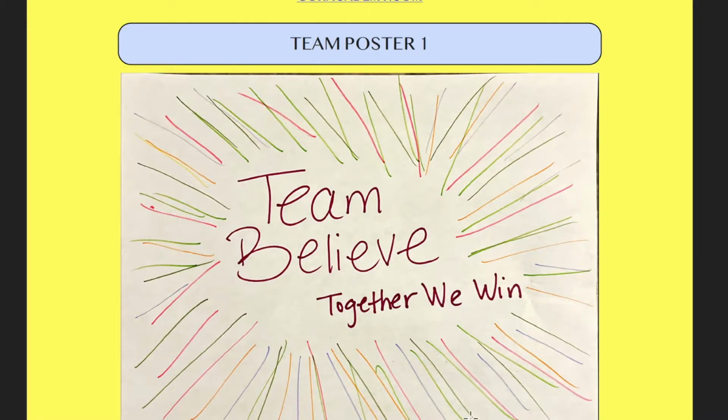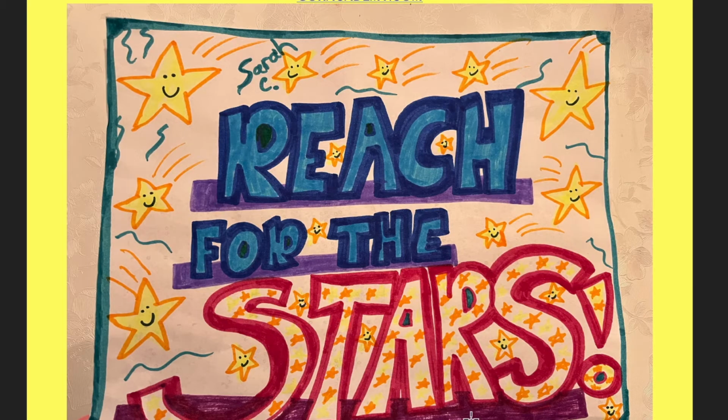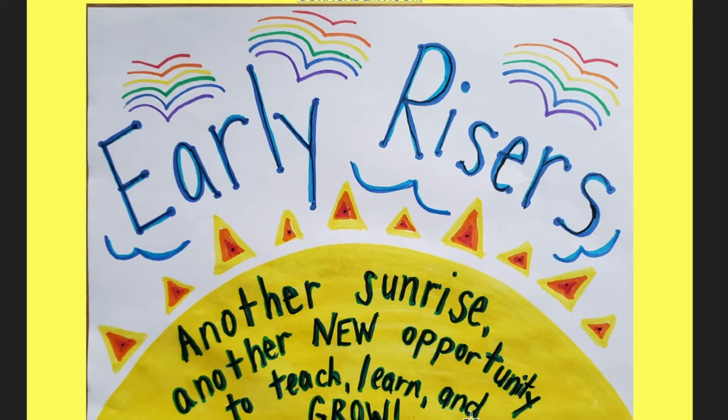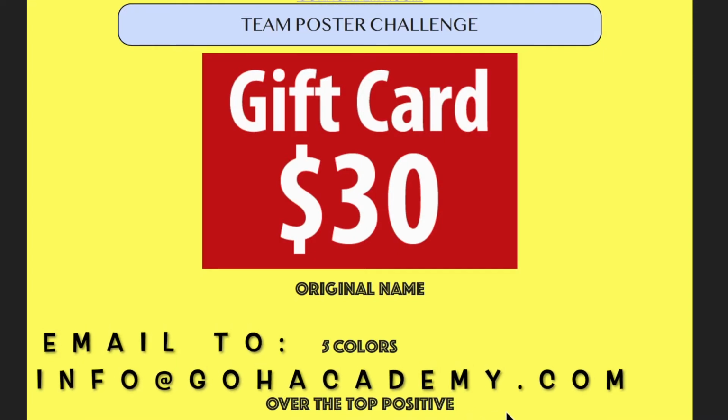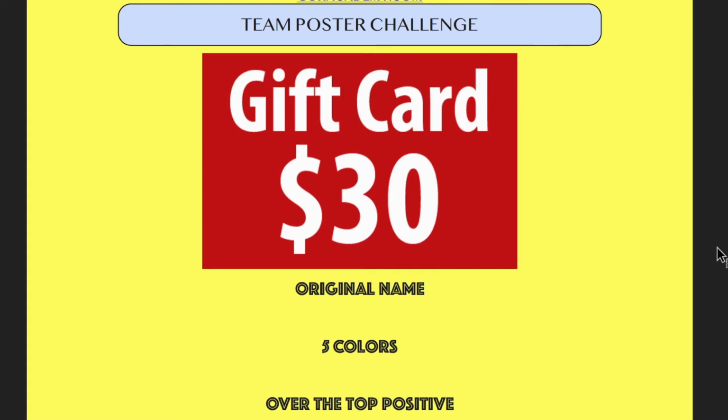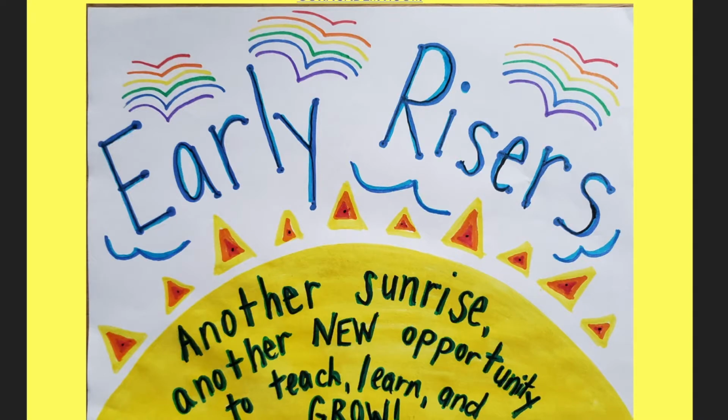First, let me remind everyone, if you want to participate in the poster, you still have time. You have to submit it by Sunday. Remember, the competition: original name, 5 colors, over the top positive. You've got to get it in the next 24 hours, okay? So everyone, try and do that if you want to do it. It's a lot of fun. Everyone is extremely creative. It's really nice to see your creativity. So submit a team flag if you can before Sunday, all right?